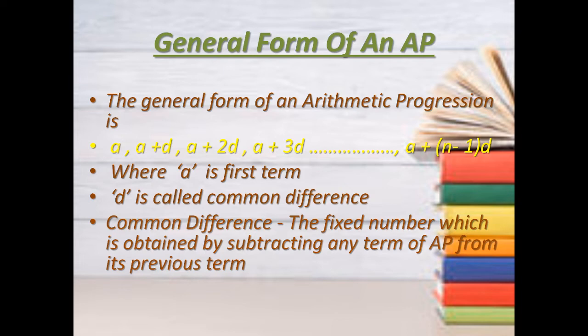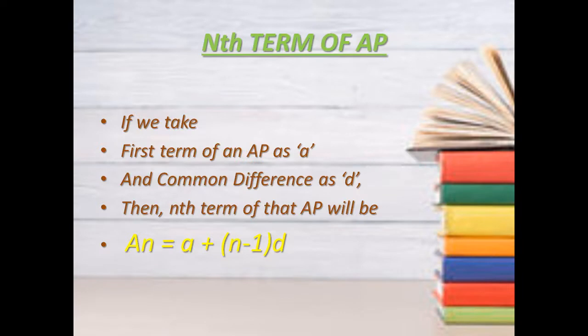Next, nth term of an arithmetic progression. The nth term is nothing but the term at which the sequence ends, up to the number of terms. If you take a as the first term and d as the common difference in the sequence, then the nth term is denoted as an is equal to a plus n minus 1 into d. This is the formula to find the nth term of an arithmetic progression.